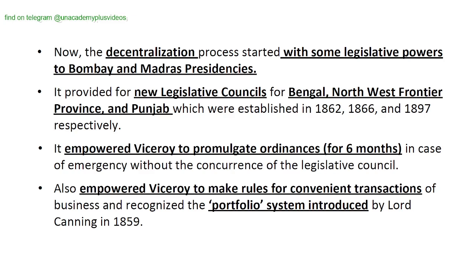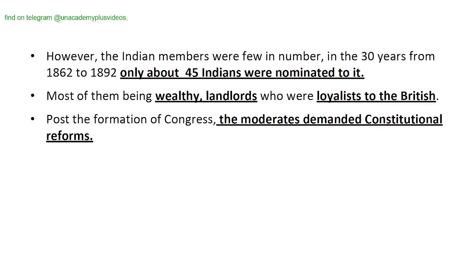It empowered the Viceroy to promulgate ordinances for 6 months in case of emergency without the concurrence of the Legislative Council. It also empowered the Viceroy to make rules for convenient transaction of business and recognized the portfolio system introduced by Lord Canning in 1859. However, the Indian members were few in number.